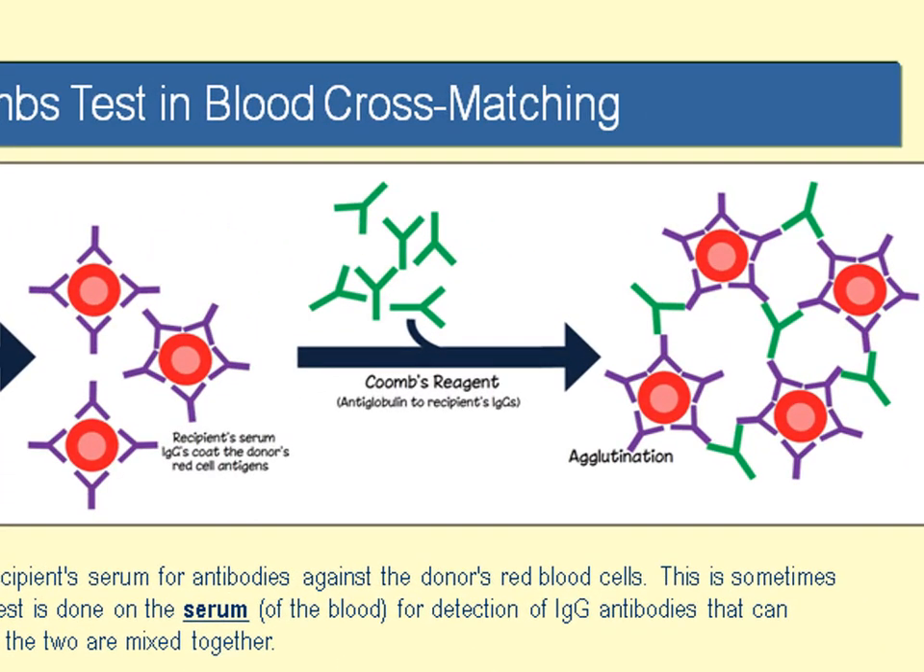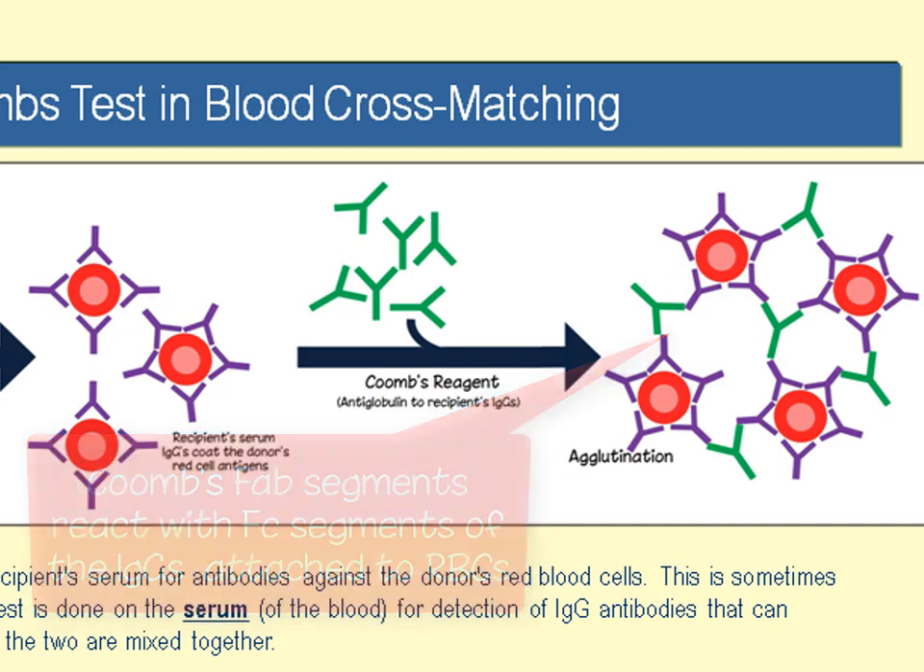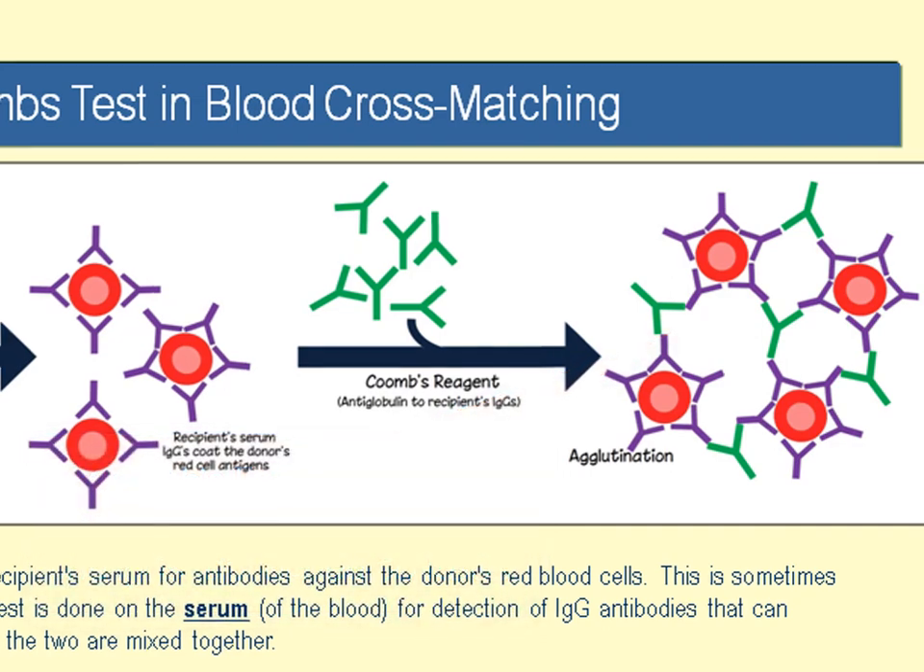Next, Coombs immunoglobulins against anti-A immunoglobulins are added to the mixture. Coombs reagent now will cross-link with the IgGs that are attached to the red blood cells. This causes lattice formation and agglutination.